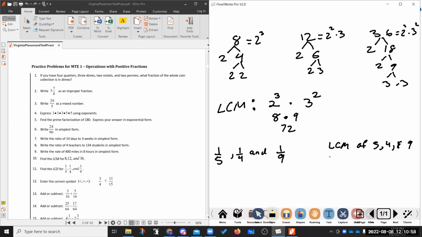Like we had up here, my LCM is going to be equal to 5 times 4 times 9, which is 20 times 9, which is going to be 180. That's going to be the least common denominator for these fractions.